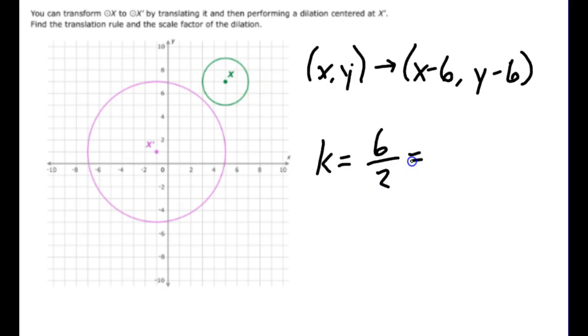6 divided by 2 simplifies down to 3. So the scale factor would be 3. That makes sense because this is an enlargement, so we know our scale factor must be greater than 1. So if we perform a translation X minus 6, Y minus 6 to get the centers of the circles to line up, and then perform a dilation with a scale factor of 3, we would get this image.